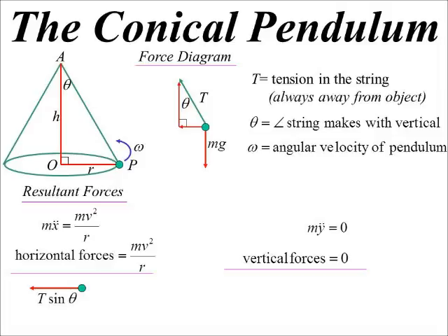T sine theta. Easy way I look at it is, well, T is the hypotenuse. It's the opposite side, so I know it's sine. It'll end up being sine theta. And that's it. So T sine theta is mv squared on r.